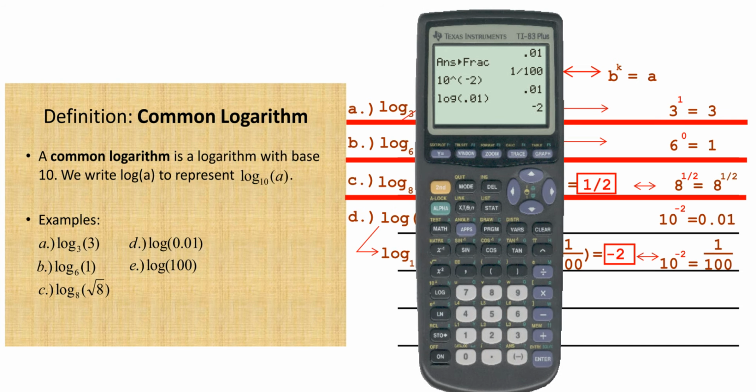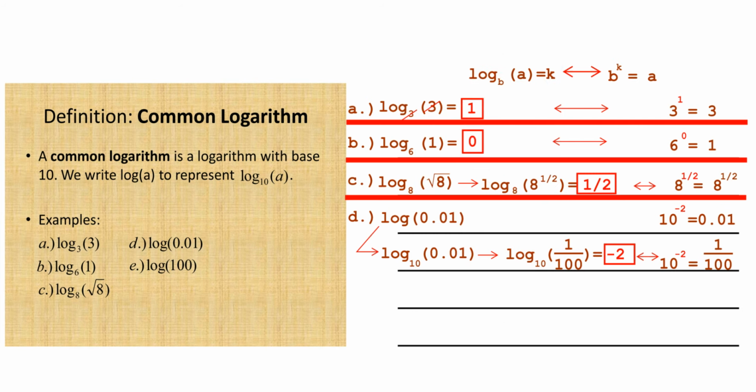Likewise, we could do the next one in our calculator. Log of 100. Close your parentheses. And that gives you positive 2 because it's a whole number. Agreed? 10 times 10 is 100. So now let's see the work behind that one.